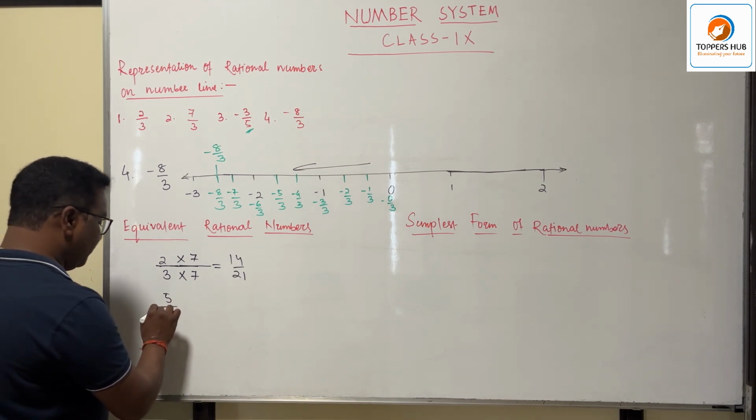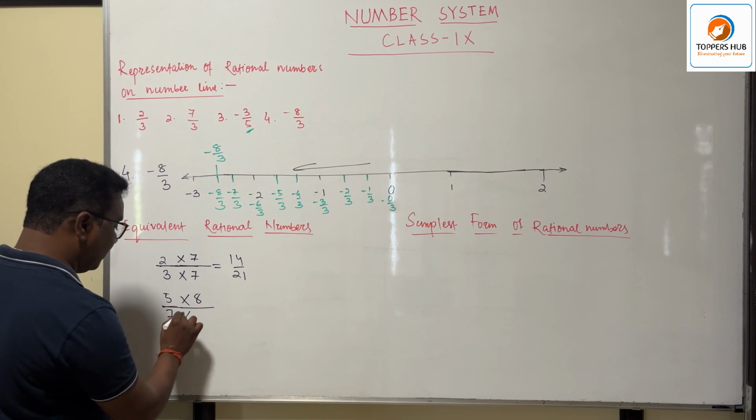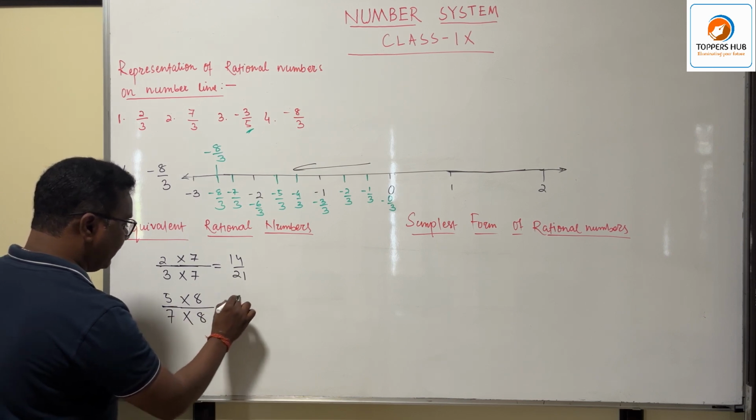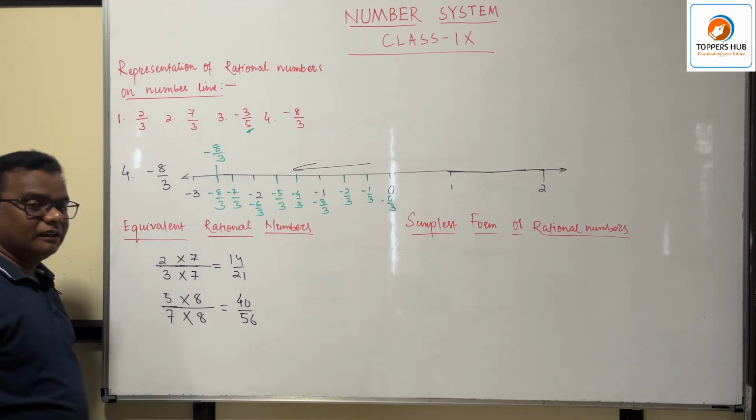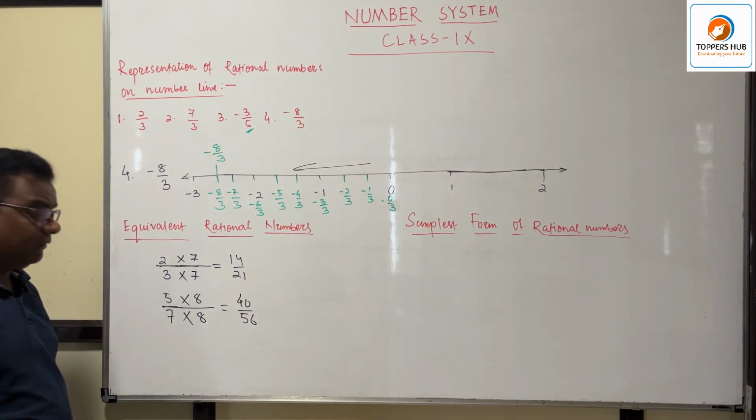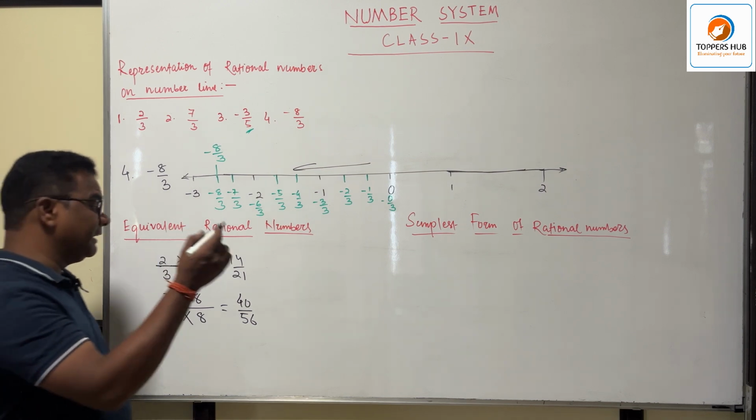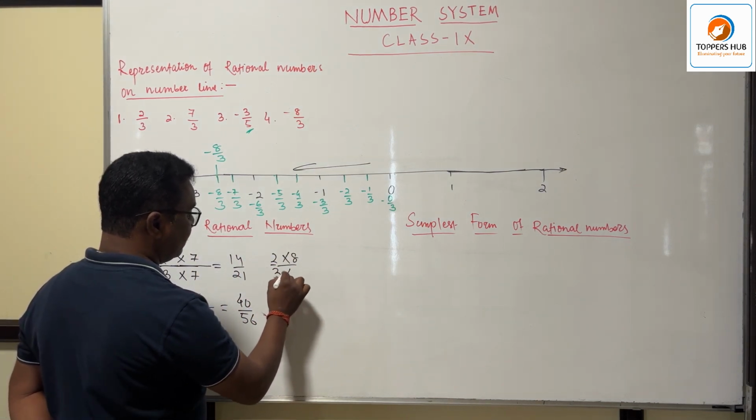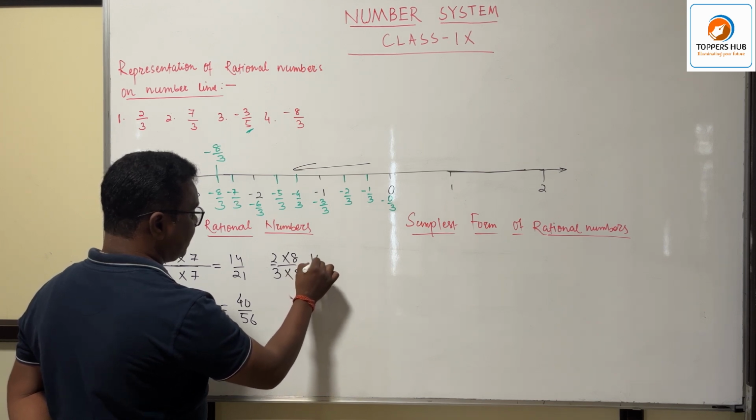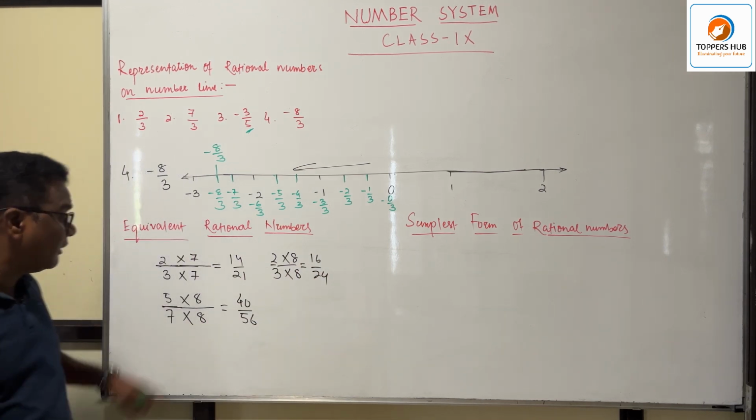Similarly, when I have 5 by 7, if I am multiplying both the numerator and denominator by the same number, I am getting 40 by 56. This 40 by 56 is the equivalent rational number of 5 by 7. Similarly, I can get many rational numbers. Suppose 2 by 3 is there, I can also multiply by 8. 16 by 24, another equivalent rational number of 2 by 3.